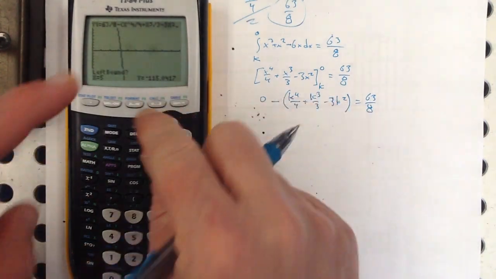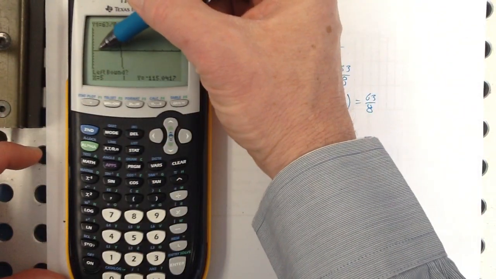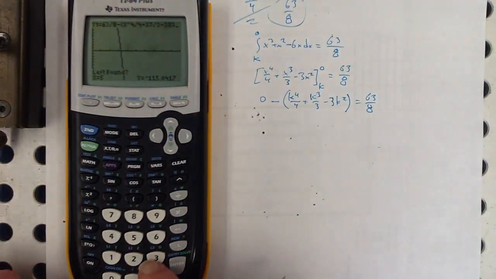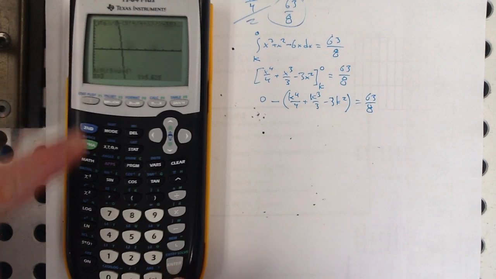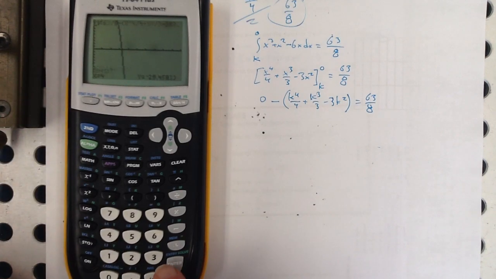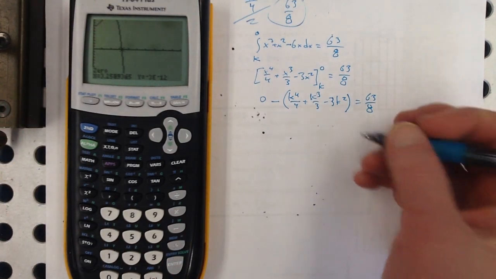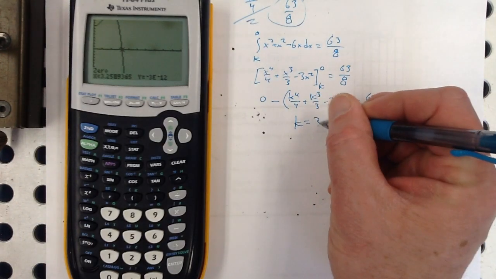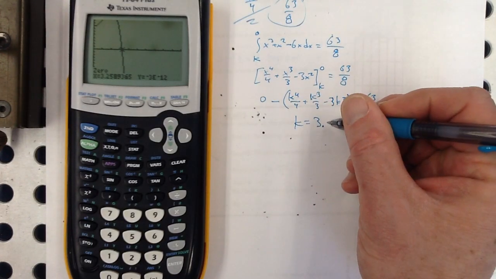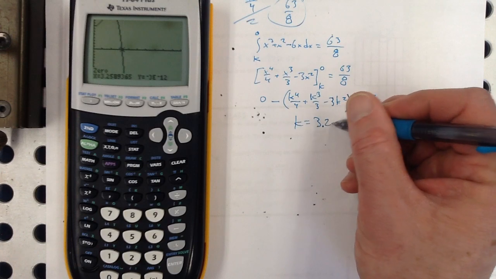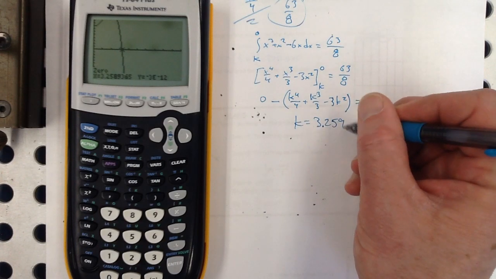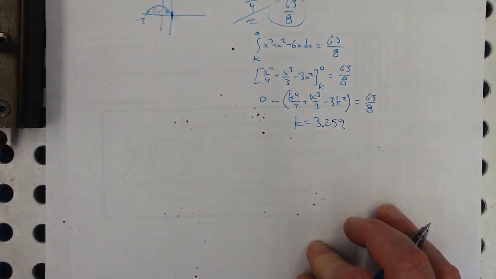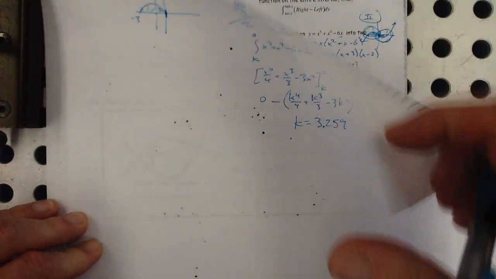So I can calculate that zero. I hate playing the game with a cursor. This is in between 1, 2, 3. It's in between 3 and 4. So I'm going to type in left bound 3, right bound 4. So it looks like we're 3.259 for k.